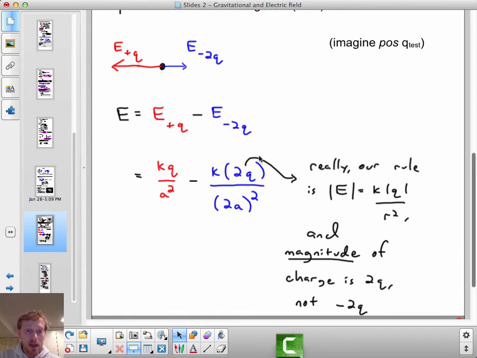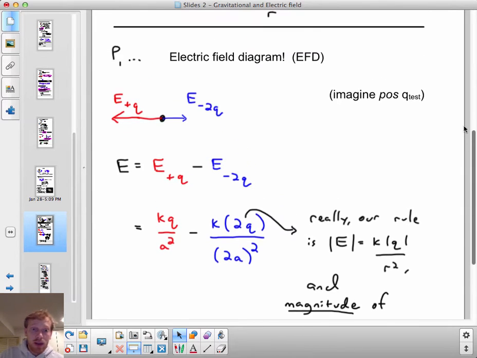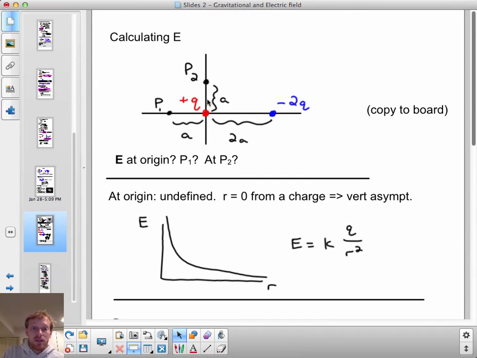Really, the rule is the magnitude of an electric field from a point charge is k times the magnitude of a charge divided by r squared. And the magnitude of this charge creating this rightward contribution to electric field, the magnitude is 2q.